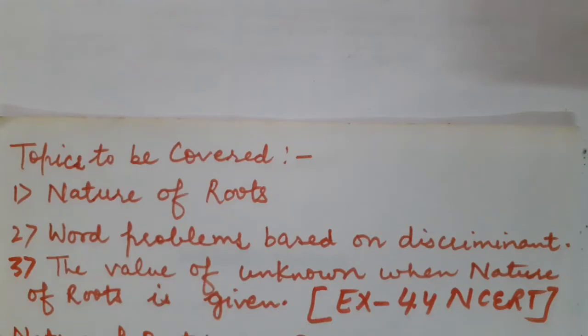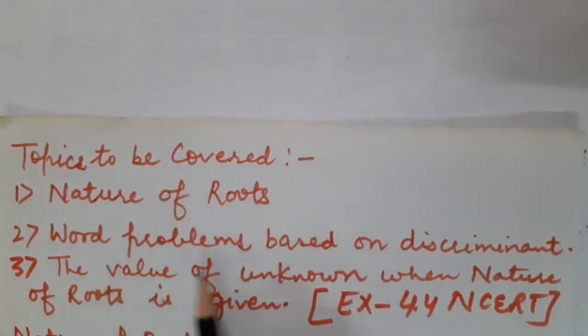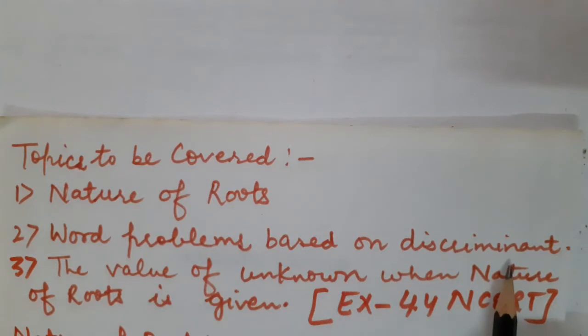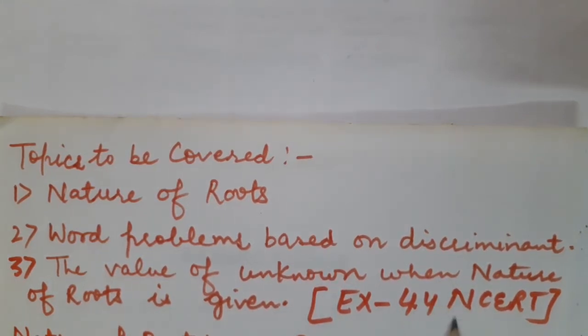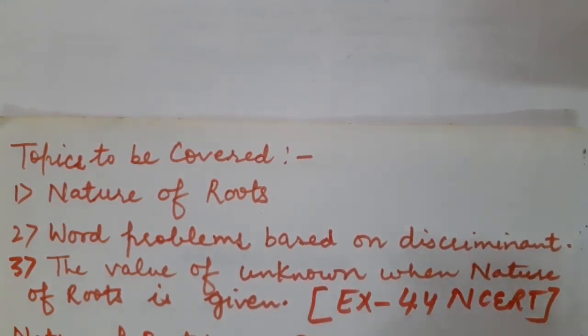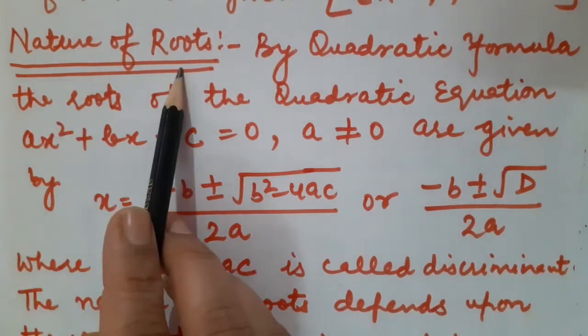Okay, in this lecture, the topics which I am going to cover are number 1, nature of roots. Number 2, word problems based on discriminant, and number 3, the value of unknown when the nature of roots is given. For that, children, I am going to take the questions from exercise 4.4 from NCERT. Let us start today's very first topic, that is nature of roots.